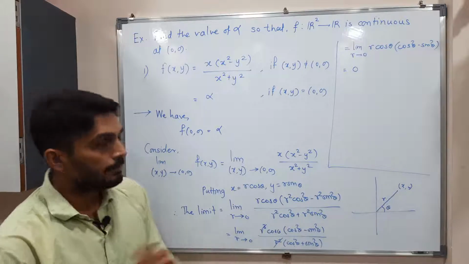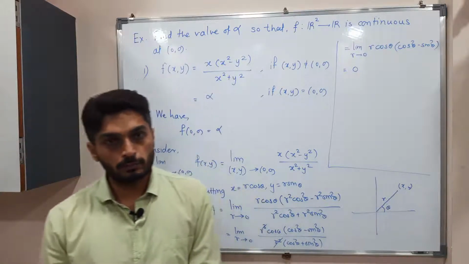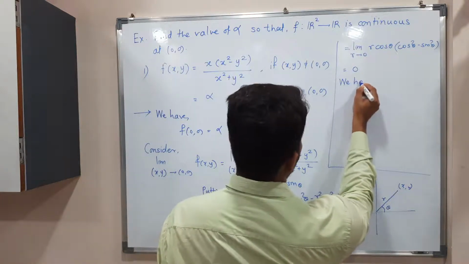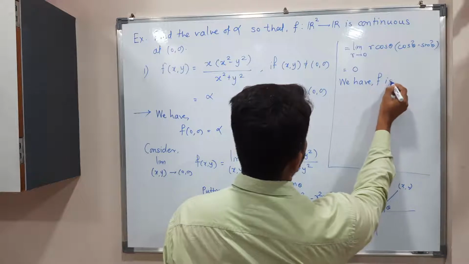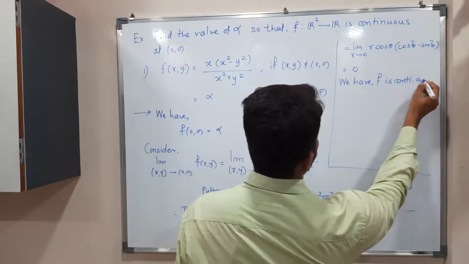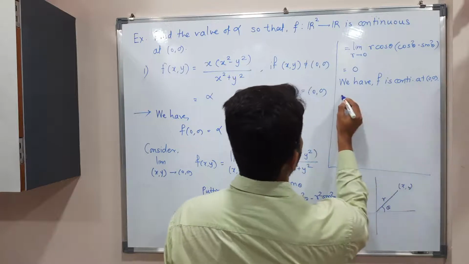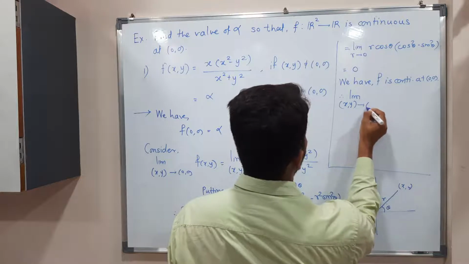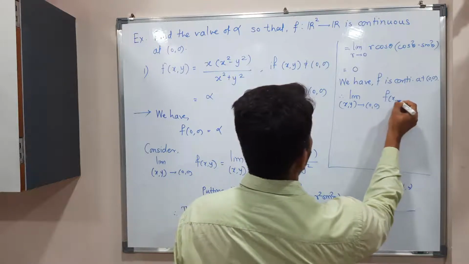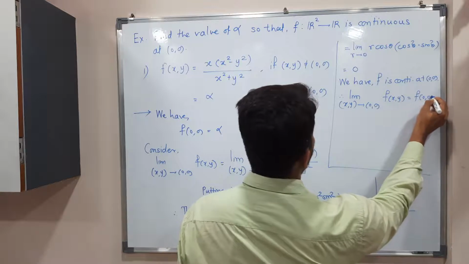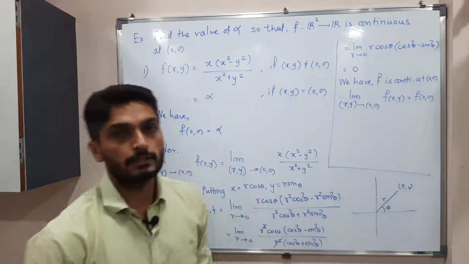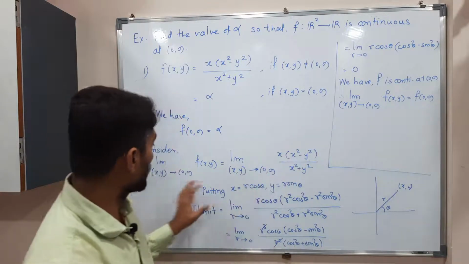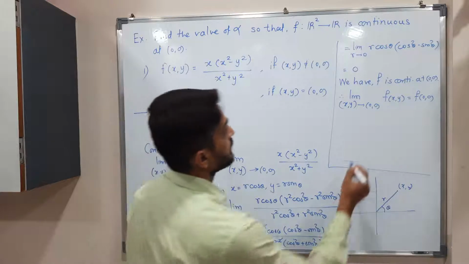But let us come back to the given information. The given information is that the function is continuous at (0,0). So I will mention f is continuous at (0,0). Therefore the limit as (x,y) tends to (0,0) of f of (x,y) is equal to f of (0,0). By definition of continuity, the limit should exist, and that is nothing but f of (0,0). So this is by definition. This value we have just now calculated, and we got finally that it is 0.